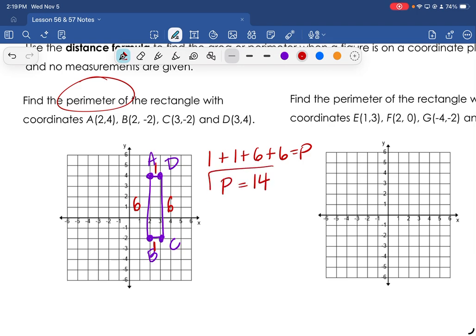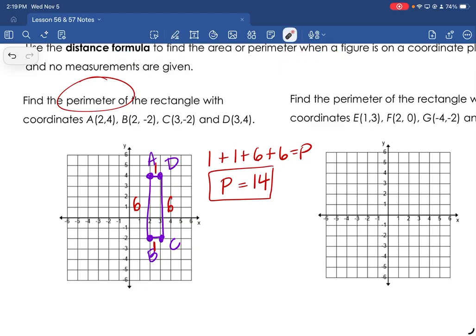The perimeter is 14. Now, when it's cut and dry like this, go ahead and do what we just did, meaning count the units for the length, count the units for the width, and then add them up. You just label it units? Yes, units is fine.